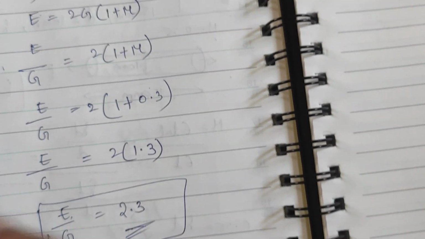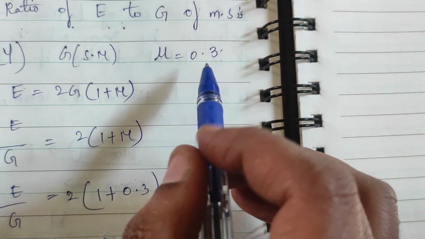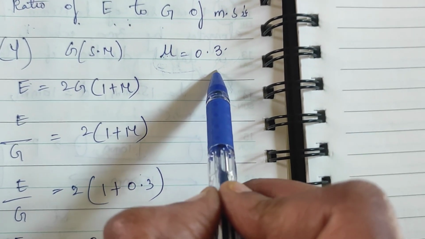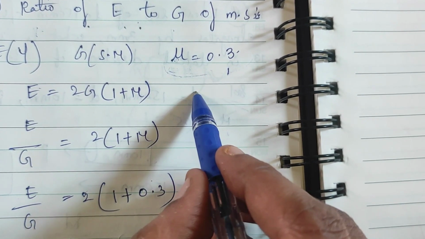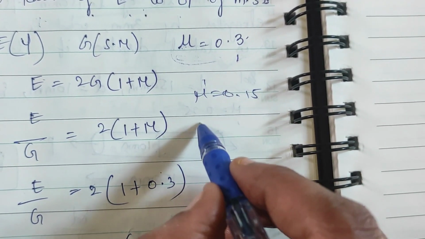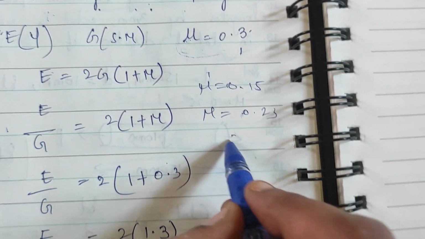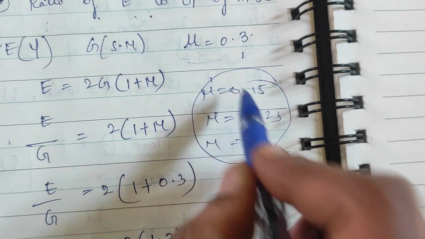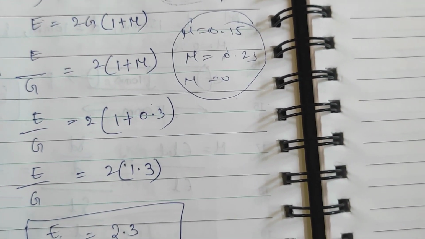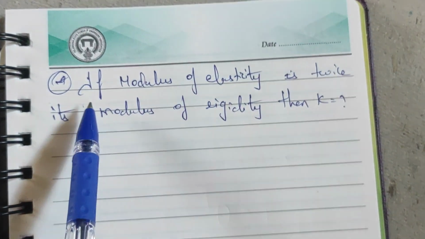Understand? If they are asking for any material, we can calculate like this. For mild steel, we have to remember the Poisson's ratio value is 0.3. For concrete, the Poisson's ratio value is 0.15. For cast iron, the Poisson's ratio value is 0.23. For cork, it is 0. Like that, we have to remember and substitute that particular value in this, and we will be getting the ratio of any of the elastic constants. Understand? Like this, let us take another one.